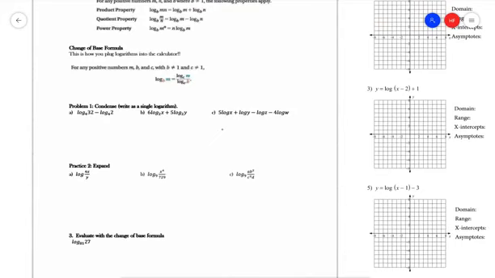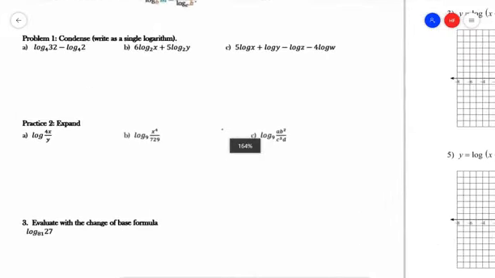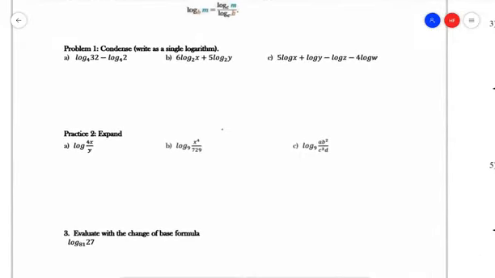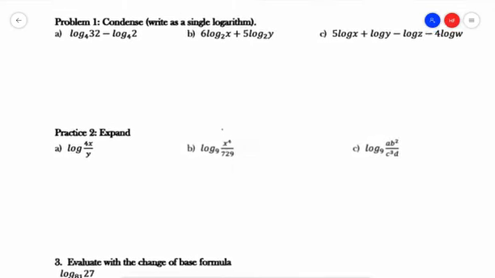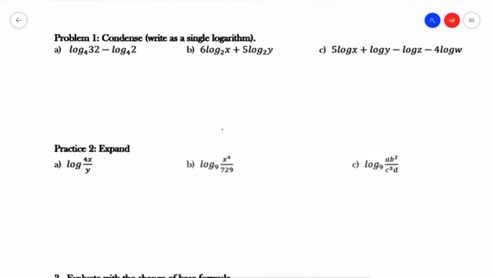Now with the properties of logs, we've got condensing, expanding, and then evaluating using the change of base. So on these condensing problems, we want to write them as one single log. So we have same base and minus. Minus tells me they're going to be dividing.